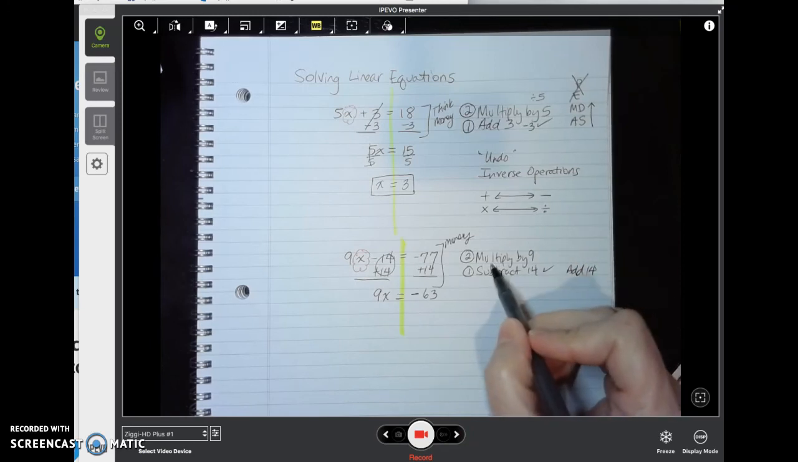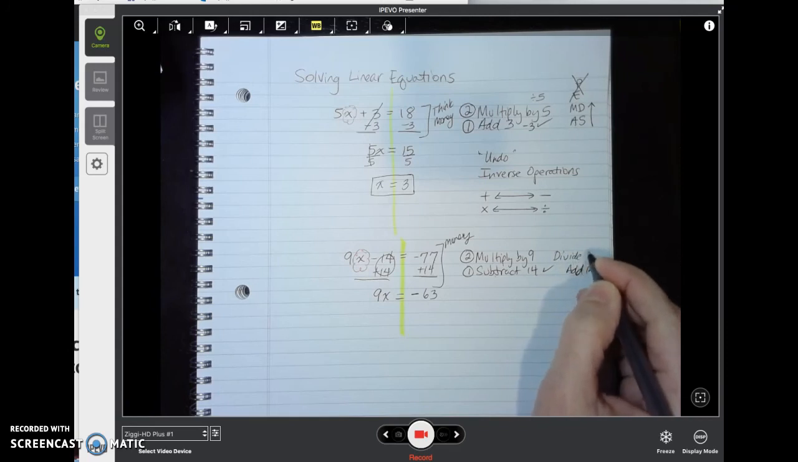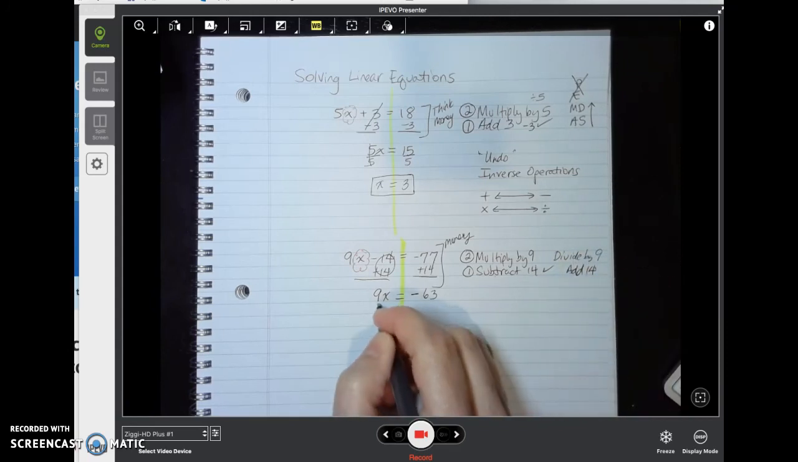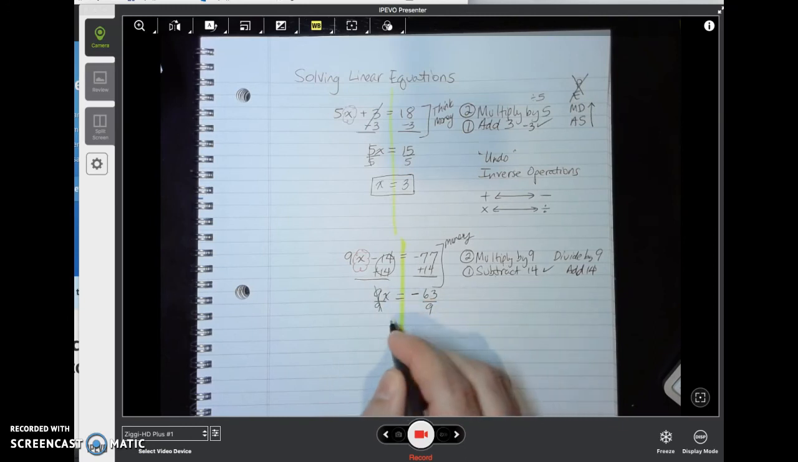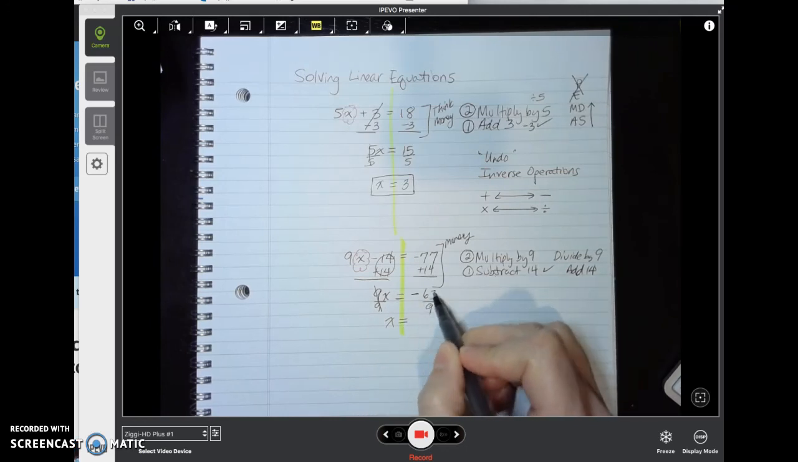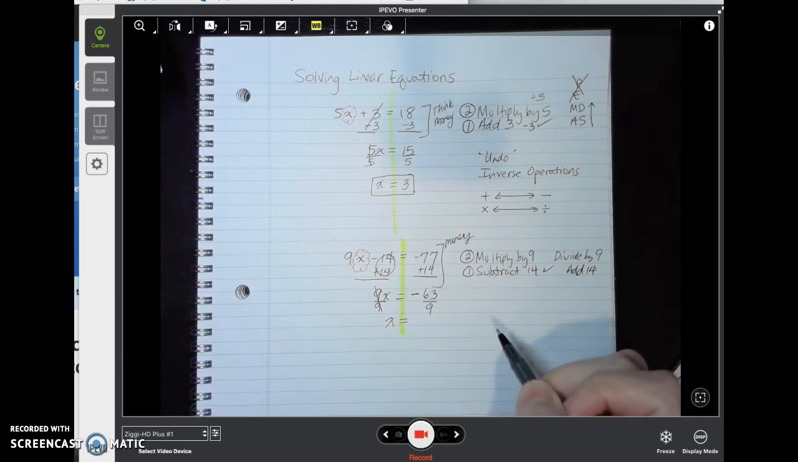Okay, so now how do I undo a multiply by 9? I divide by 9. Okay, so I'll use a fraction bar. I'm going to divide both sides by 9. 9 over 9 is 1. That gives me 1x, but in math we just write x. And so now over here, some people get confused on what sign it should be. Should the answer be positive? Should the answer be negative?